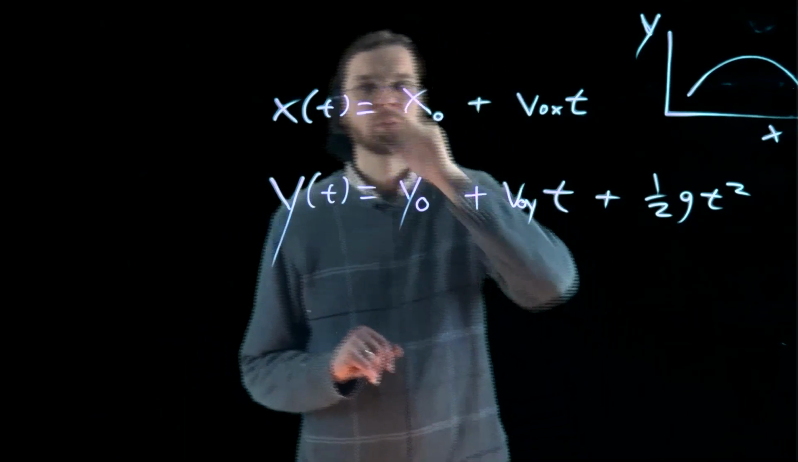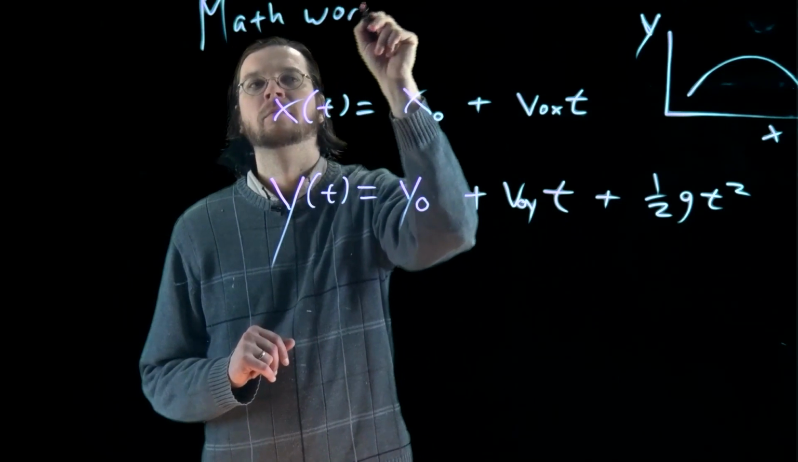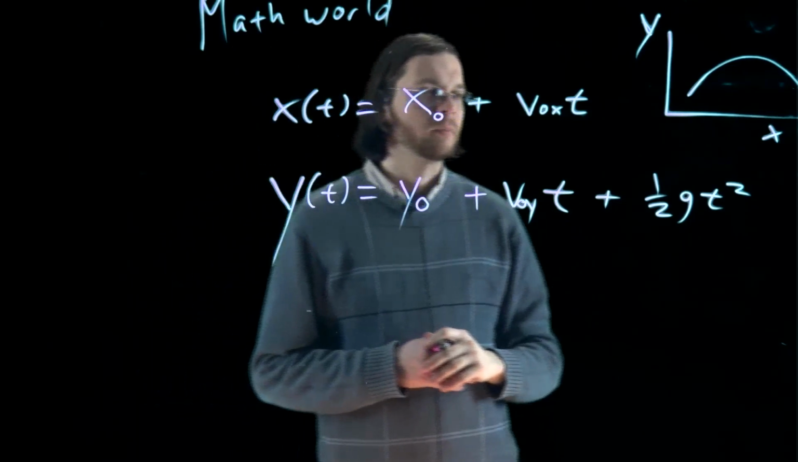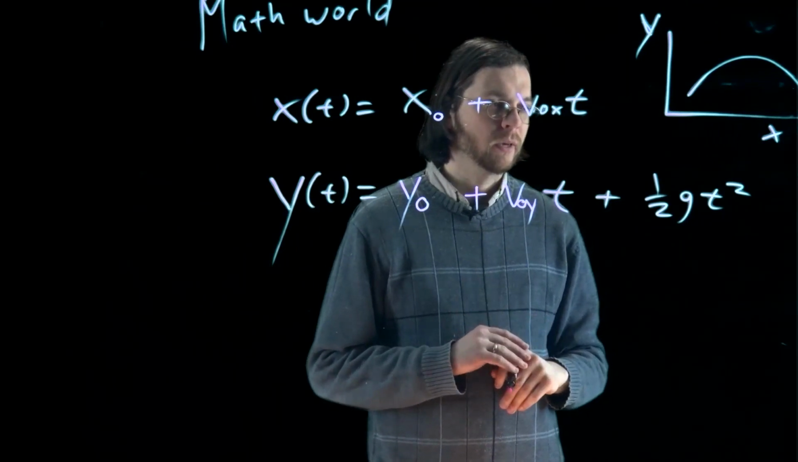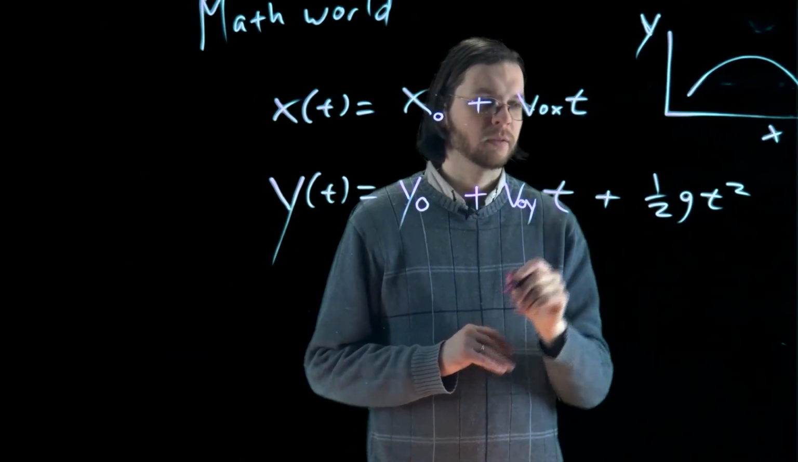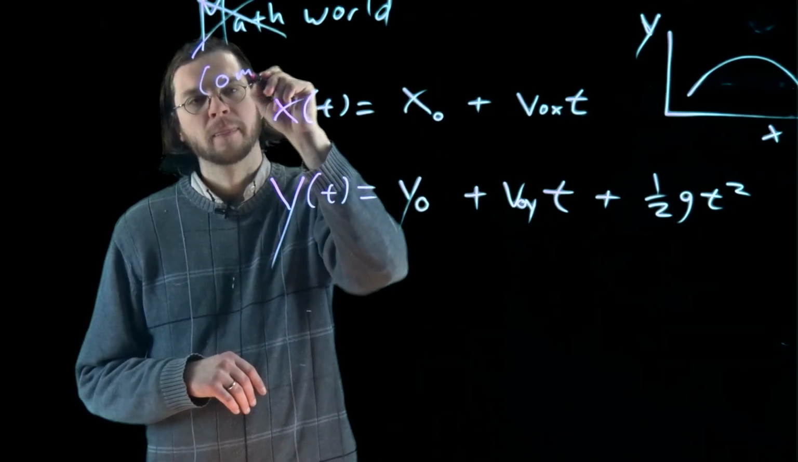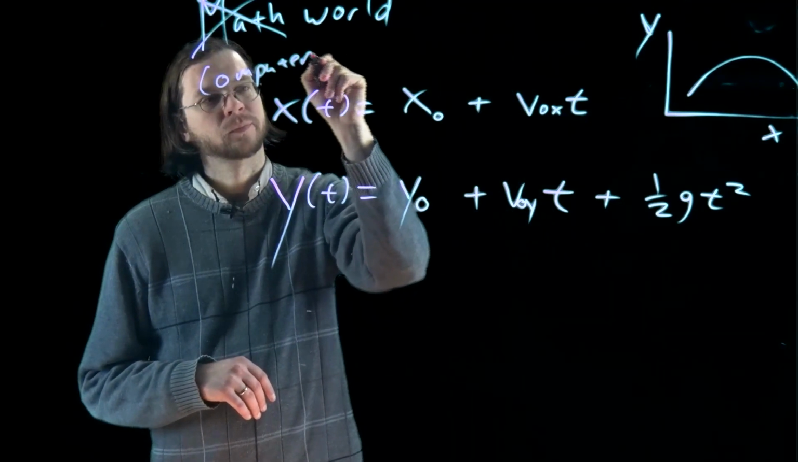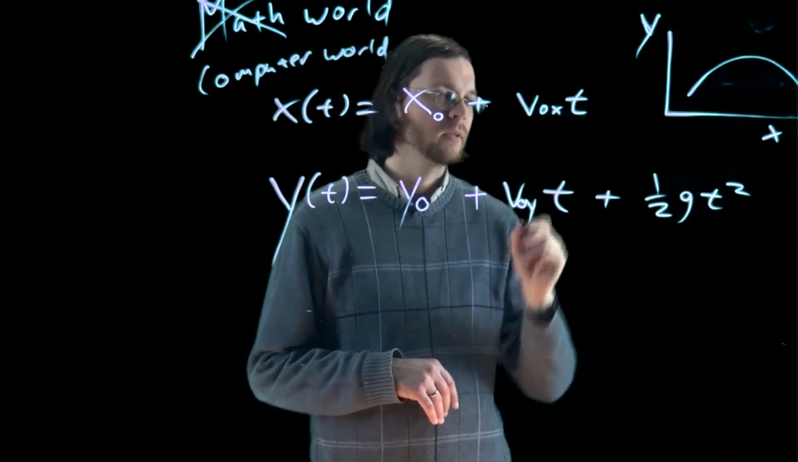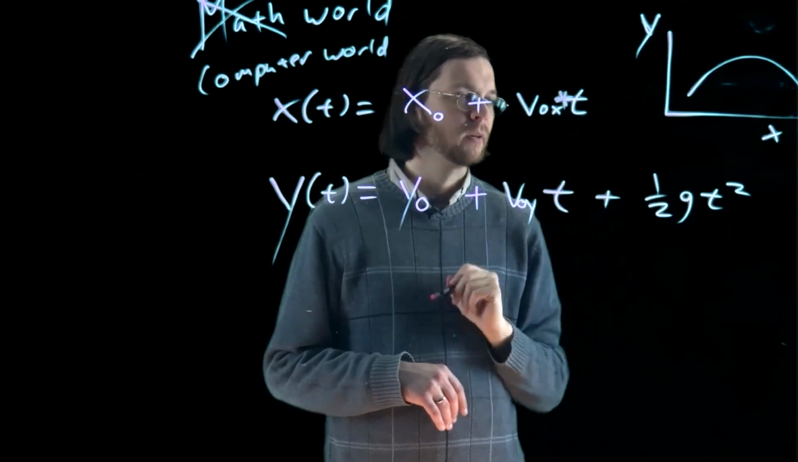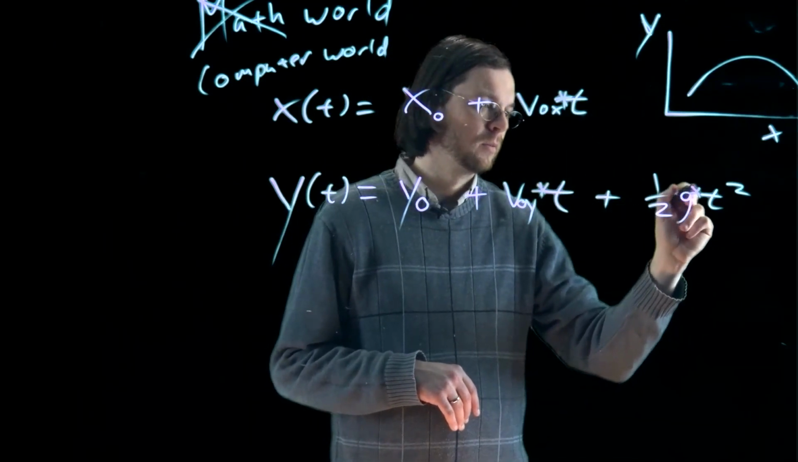So this is Math World, for example. But we need to put this into Computer World. There's a couple of things we've got to do for Computer World. For one, let me cross this out, Computer World. This has to have an asterisk between it, right? You have to have asterisks whenever you're multiplying things together, like so.